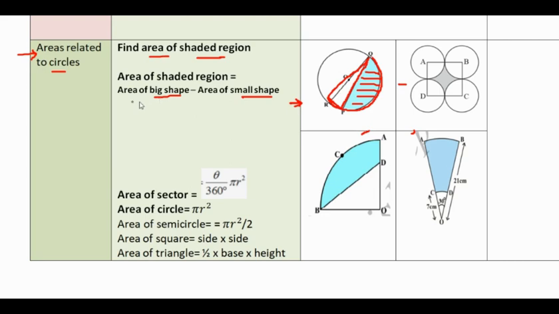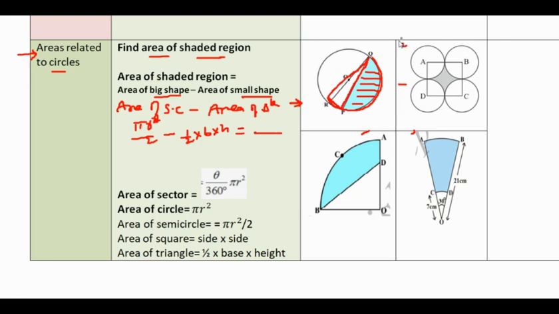Area of shaded region is equal to, in this case, area of semicircle minus area of triangle. We know the area of semicircle formula is pi r square by 2 and area of triangle formula is half into base into height, and we will get the area of shaded region.